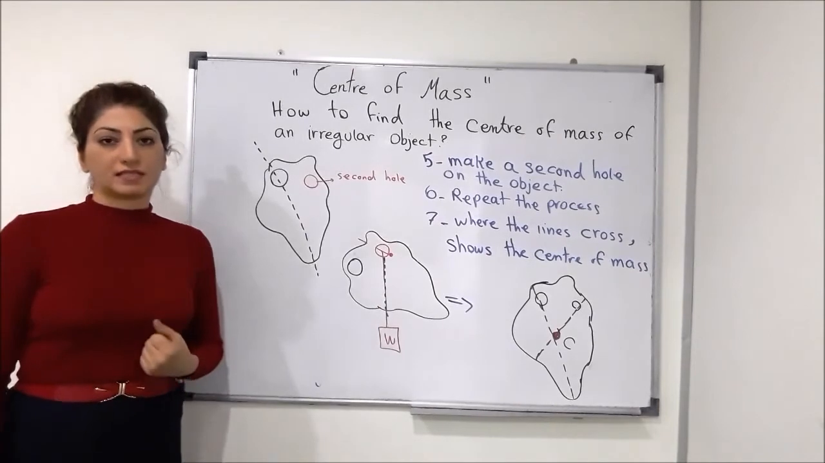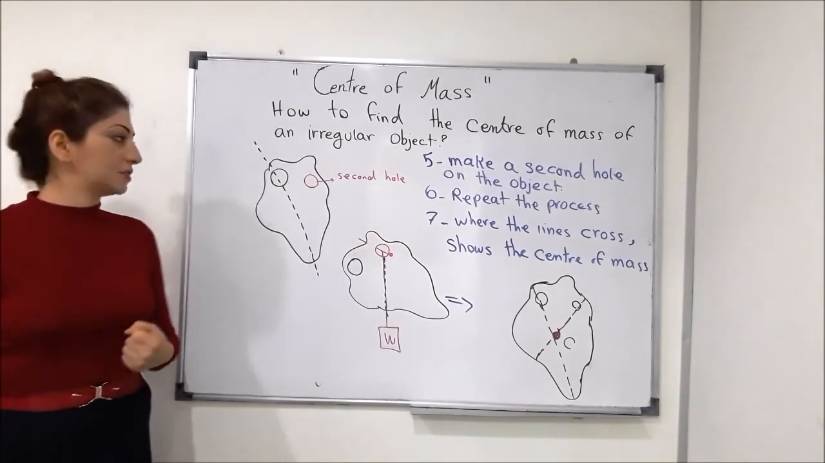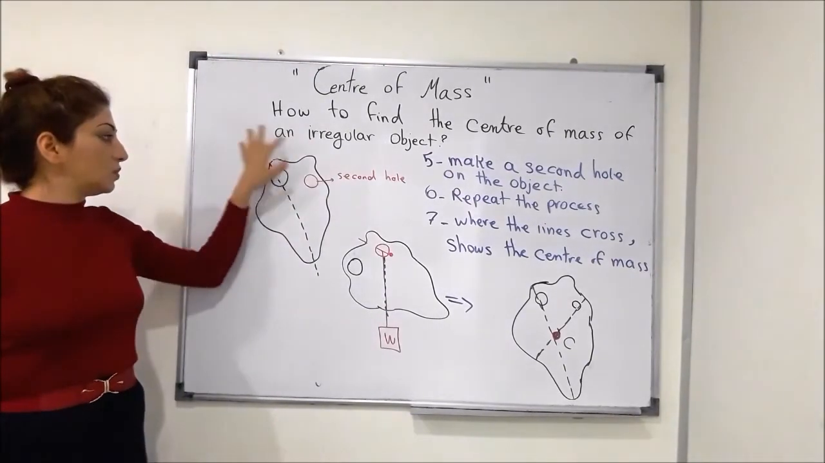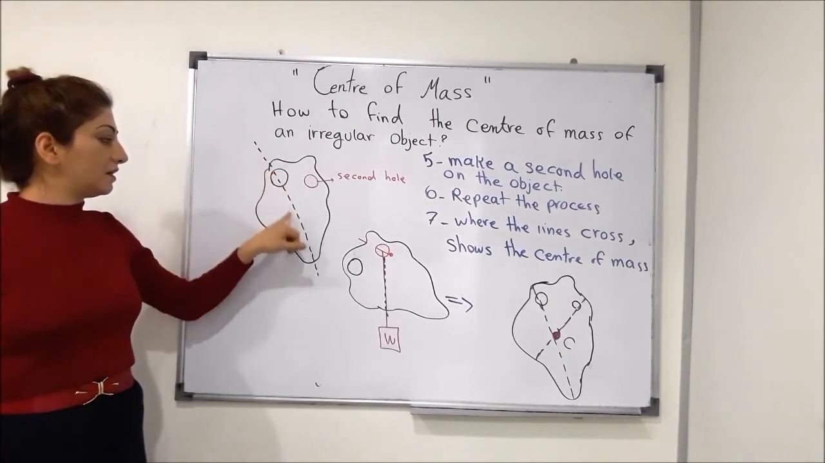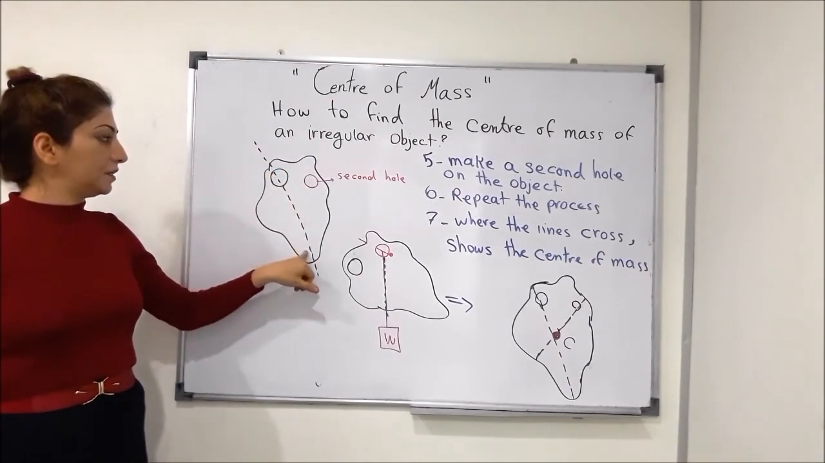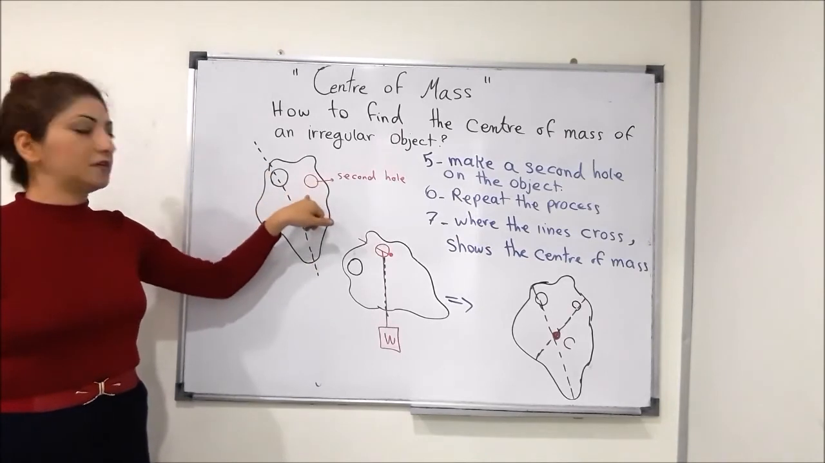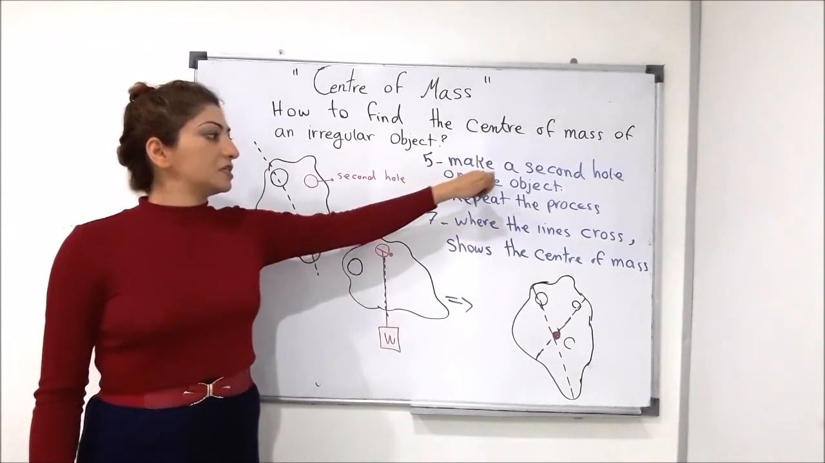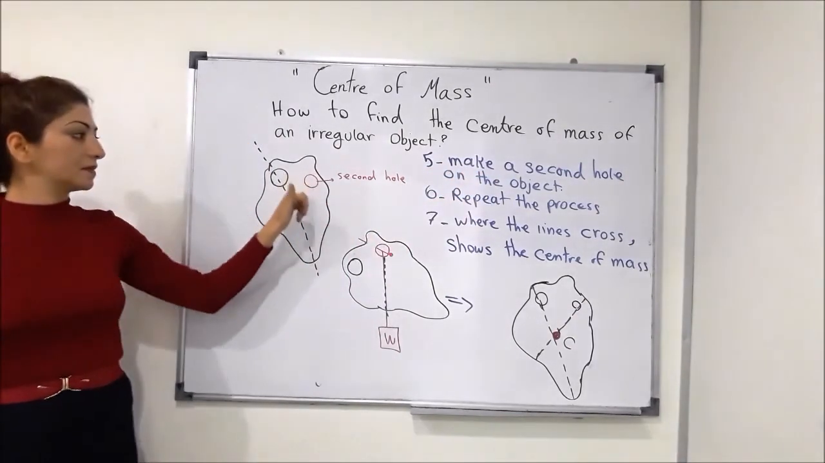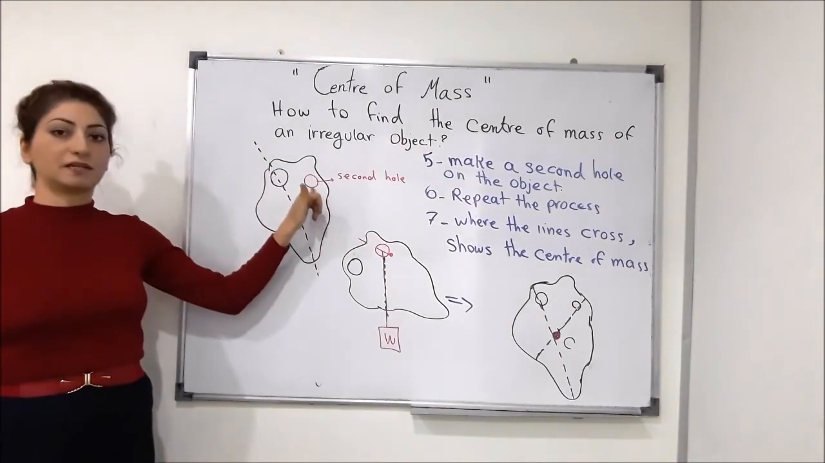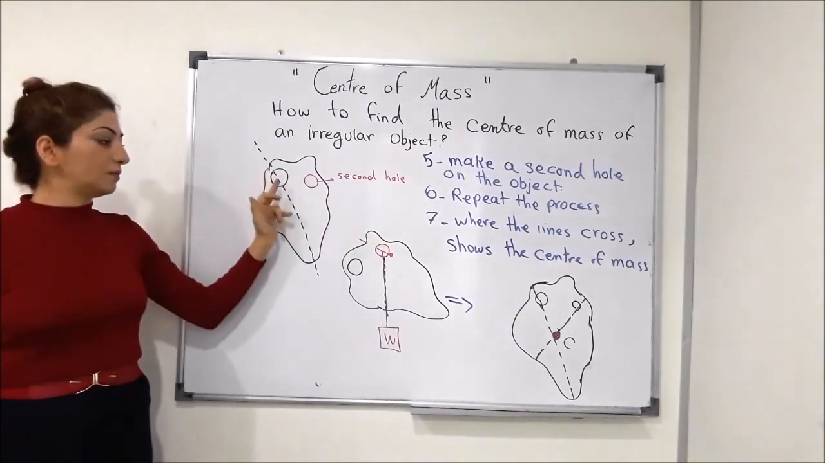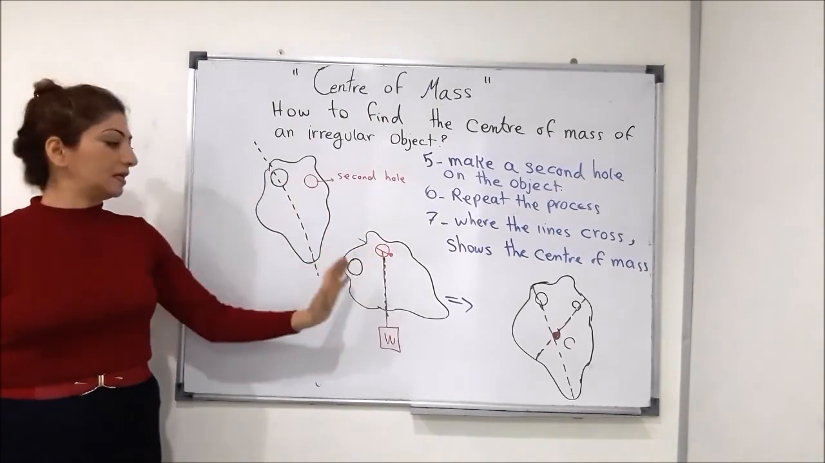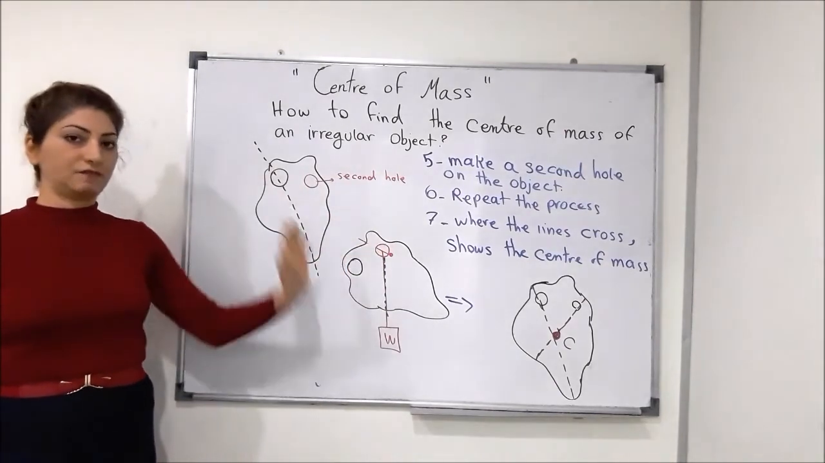After the fourth stage of our experiment, we can get such a result here. So on the object, we have a line we drew here, and a second hole we have made here to repeat the process. So the fifth stage, make a second hole on the object. So it was the first one, it is the second one. And repeat the process. It means that you have to hang it on the wall by using a pin, ready to suspend, until it swings and is fixed.